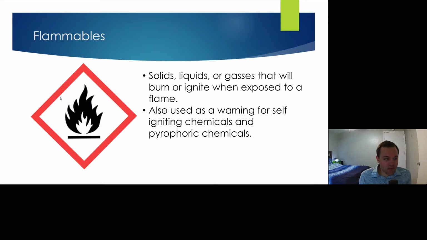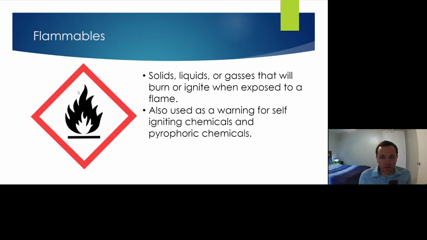All right, the next one is the flame, which you probably could have guessed, these are the flammable chemicals. So if you ever see this on a compound that we're working with, on the bottle or the label or whatever, you want to be careful to keep it away from open sources of flame or sparks. So you don't want to be handling it next to your Bunsen burner or anything like that.